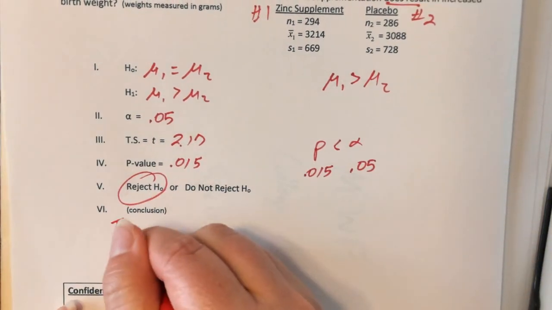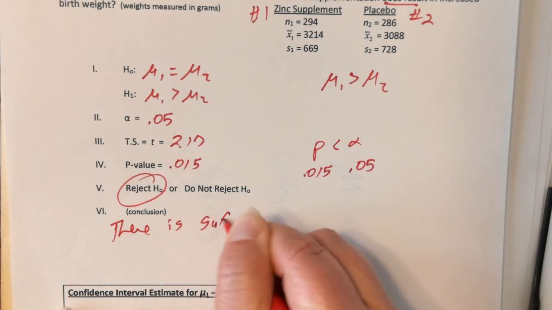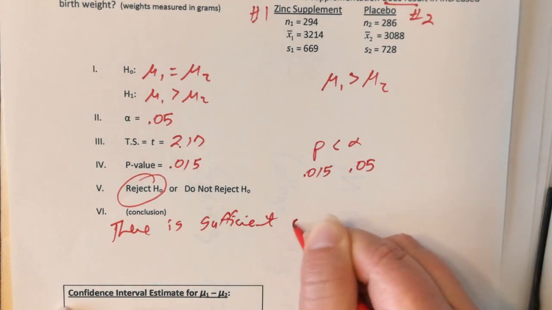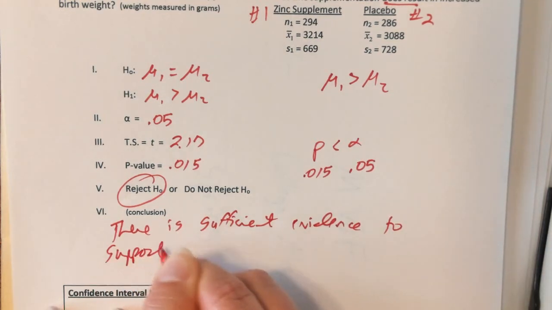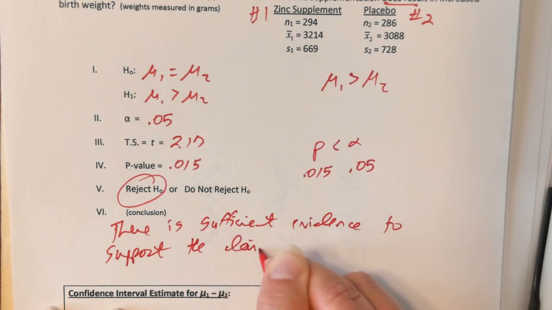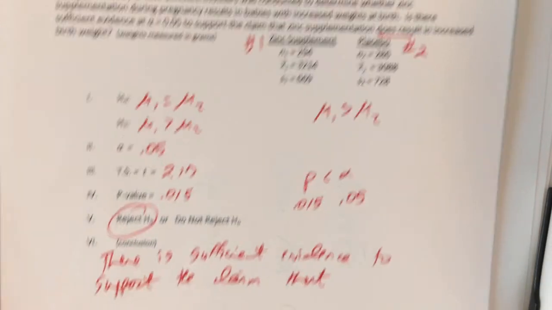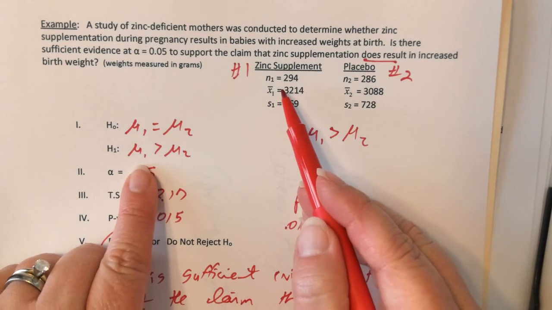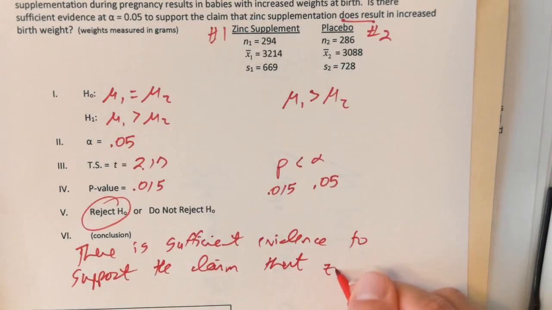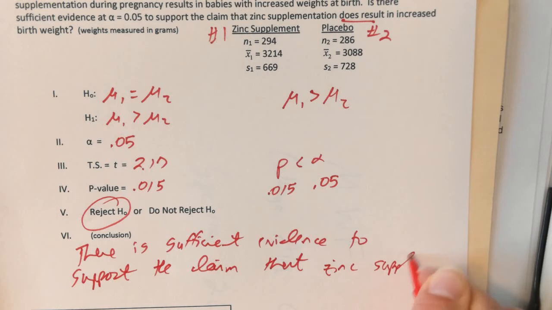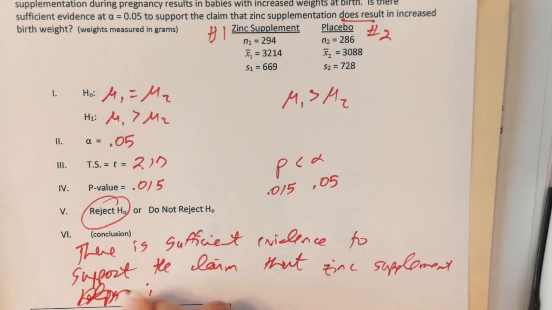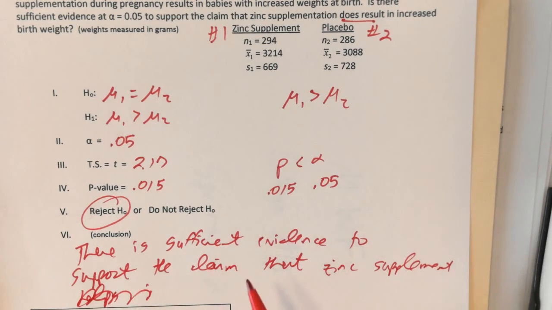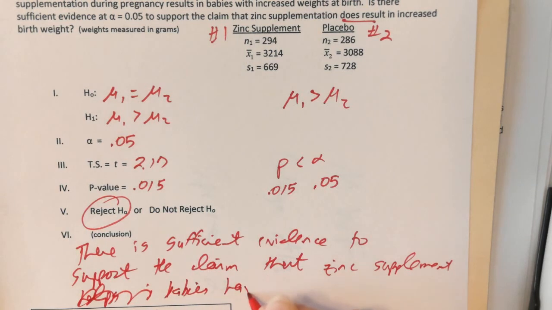That means there is sufficient evidence to support the claim that what? And what was our claim? Our claim was that the zinc supplement gave higher birth weights than the placebo. The zinc supplement helps, I shouldn't say helps. Zinc supplement babies have higher birth weights.